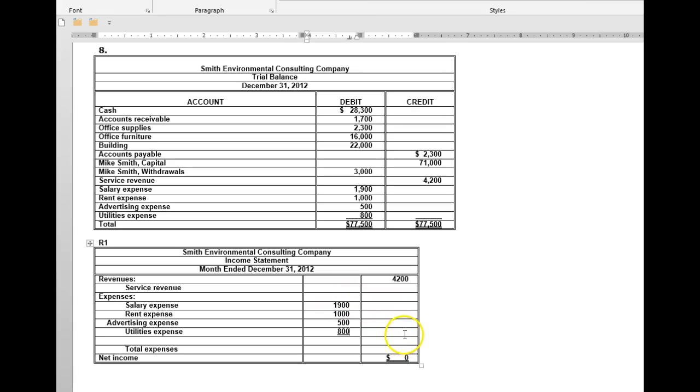So what does that add up to be? I think that adds up to be $4,200. Uh-oh. We only made $4,200, so we just broke even. We had no net income.